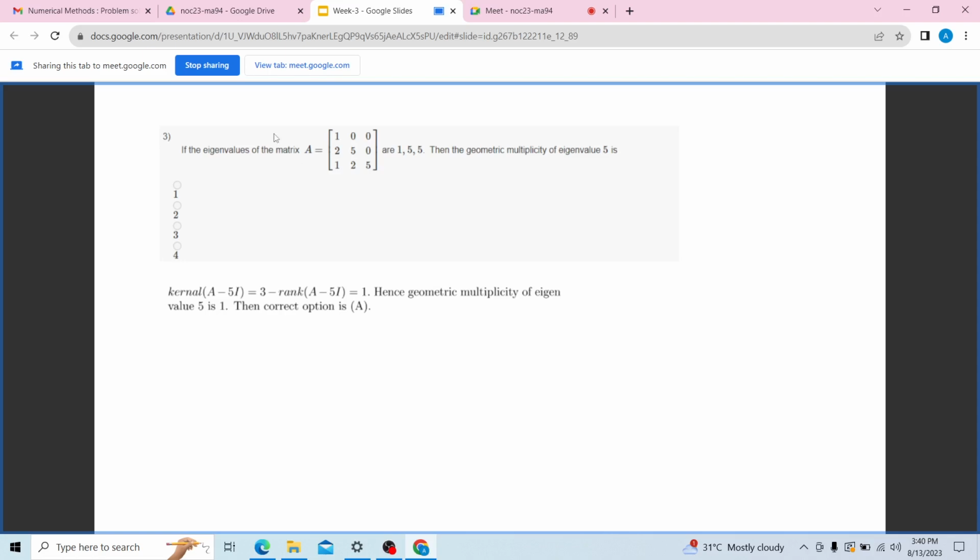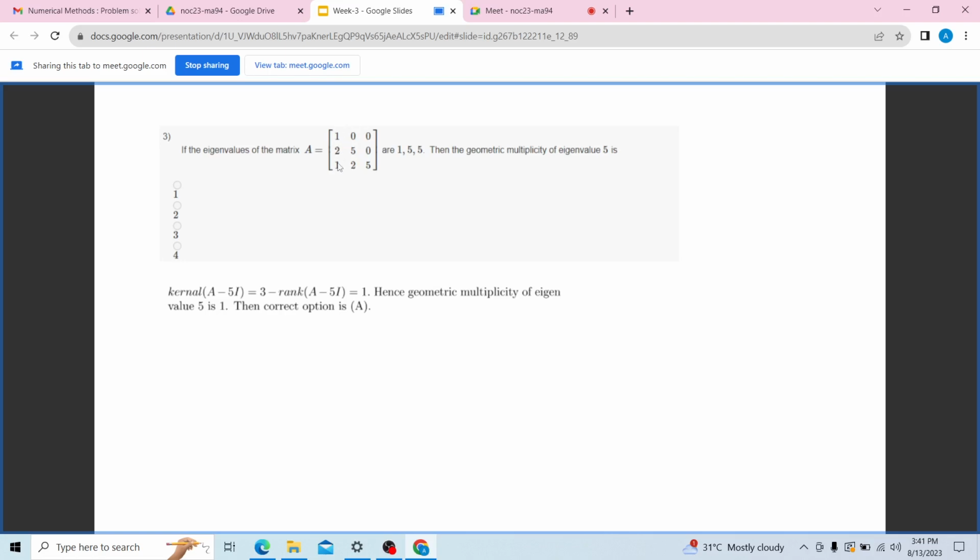So when we consider the matrix A minus 5I, 5I means that the matrix will have diagonal elements as 5 and the rest of the elements 0. So when you subtract 1 minus 5, you get minus 4. Here 5 minus 5, you get 0. Similarly here 5 minus 5, you get 0. And the rest of the elements will be as they are, because you have to subtract 0 from them. So 0 minus 0 is 0, here 2 minus 0 is 2. So the rest of the elements will be the same.